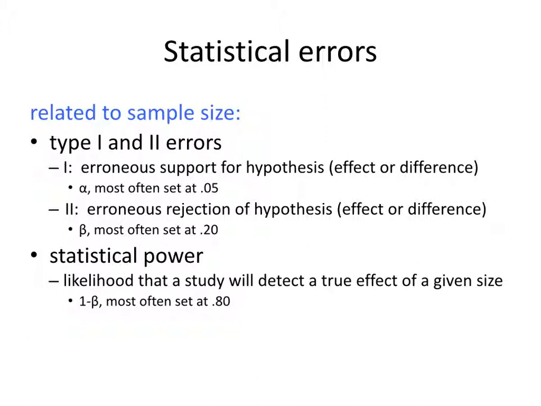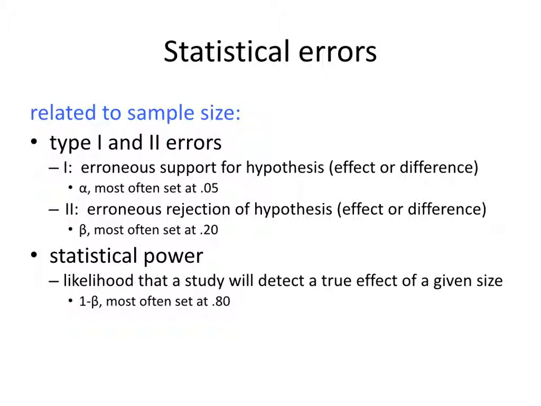Type 2 error is the erroneous rejection of a hypothesis. So it's erroneously or mistakenly concluding that there is no effect or that there is no difference. Acceptable type 2 errors are denoted by beta. Beta is most often set at 0.2. So the conventional alpha level is 0.05, the conventional beta level is 0.20.